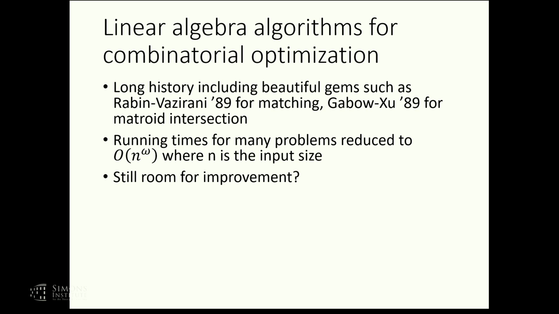So matching, we have fast algorithms. Matroid intersection, we do not, right? So maybe there's something to be done there, right?